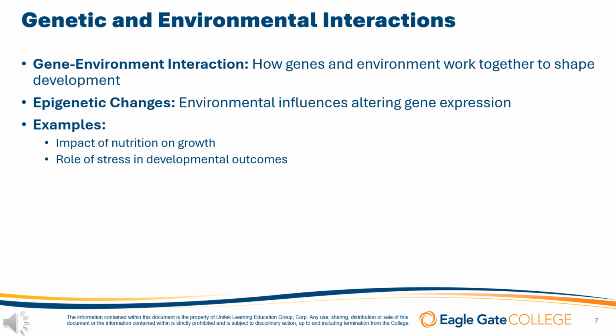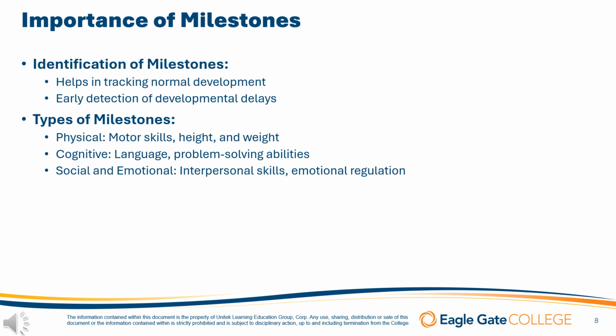So, gene-environment interactions and epigenetic changes illustrate this complex interplay between genetics and the environment in shaping growth and development. Milestones are specific skills or behaviors that most children can do by a certain age. Identifying these milestones is crucial because they help to track normal development and detect potential delays early. Milestones provide a framework for understanding how children typically develop over time.